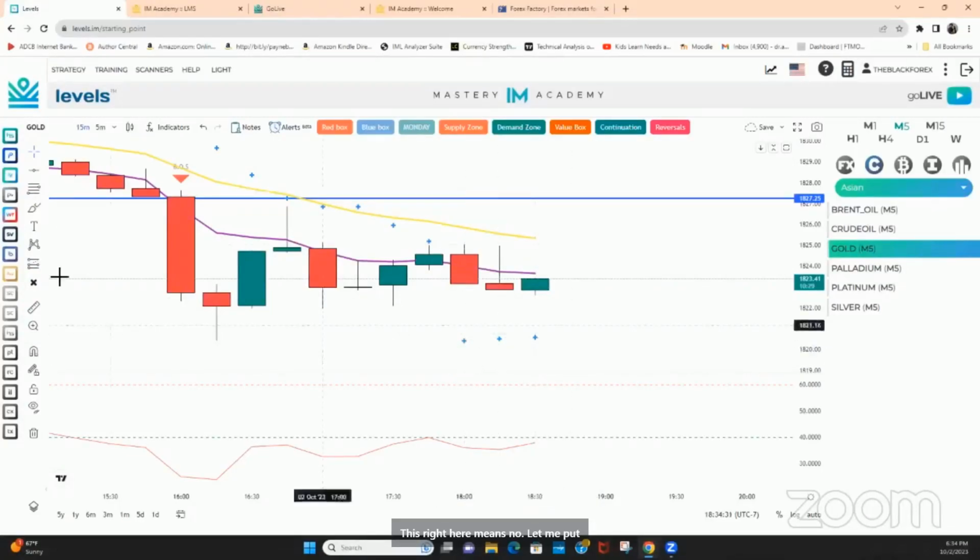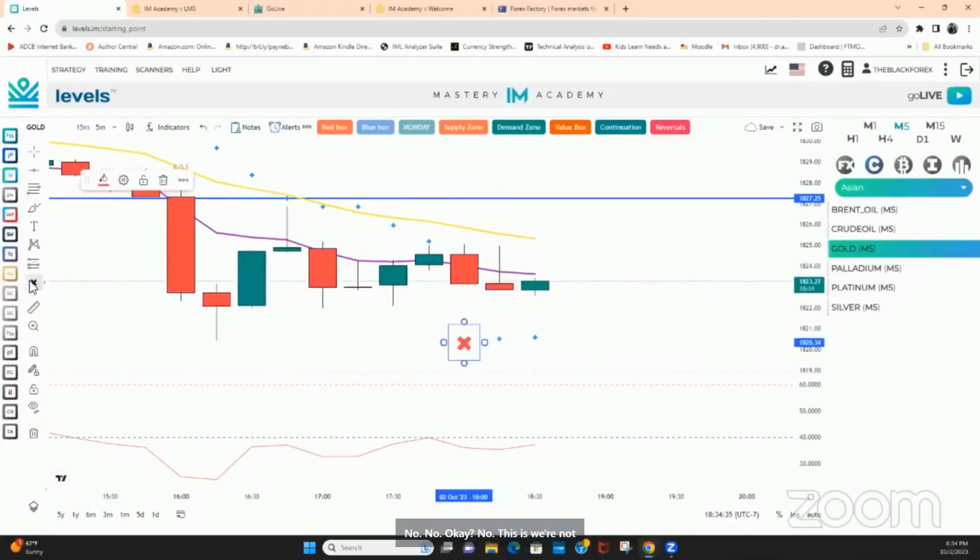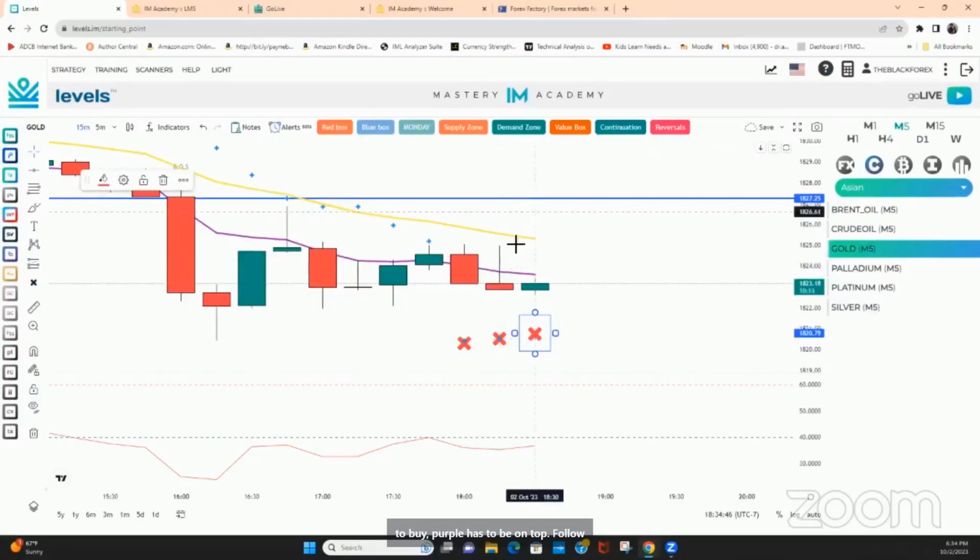This right here means no. Let me put this here so you see. No. No. No. We're not ready to sell. And then in order to buy, purple has to be on top. Follow the rules. Discipline, humility. All money is not good money.